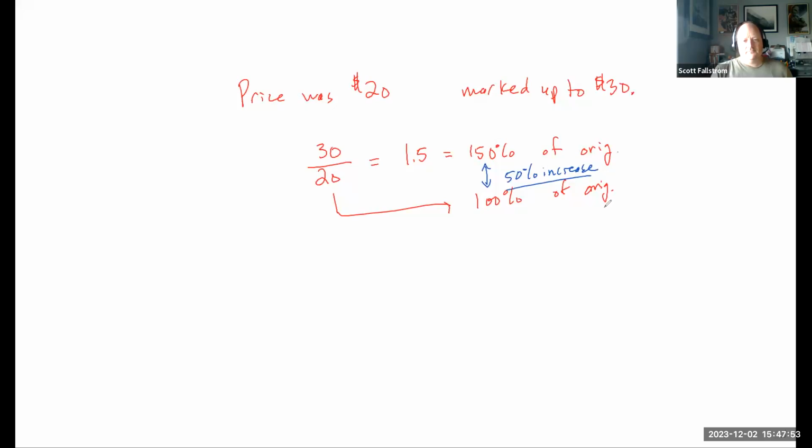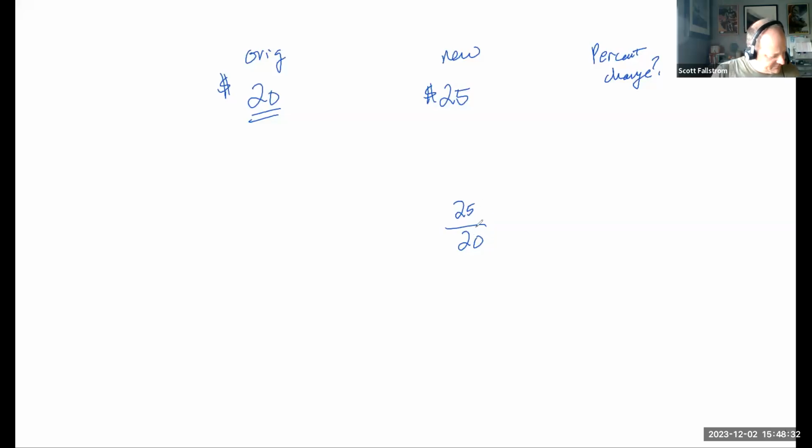Okay. All right, let's try another one. Your turn. Try this one. Original price is 20. New price is 25. What is the percent change? Okay. So again, if you start with the original and you're trying to find the new, the original would be down here on the bottom. Your new would be 25. Grab your calculator. Just do the division.